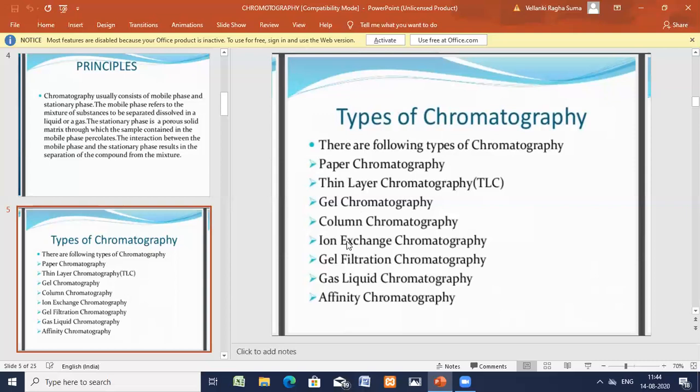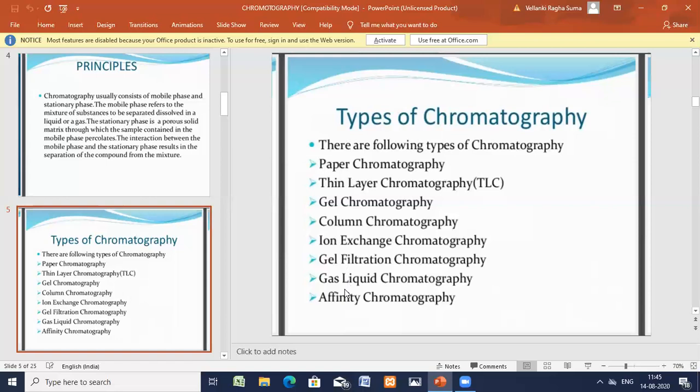Now coming to ion exchange chromatography, the stationary phase is solid, the mobile phase is liquid. Again, gel filtration chromatography, one and the same: gel filtration chromatography also has a solid matrix, and again liquid is the mobile phase. Gas liquid chromatography, the name itself tells you: the stationary phase is liquid and the mobile phase is gas.